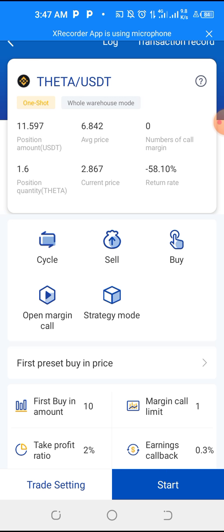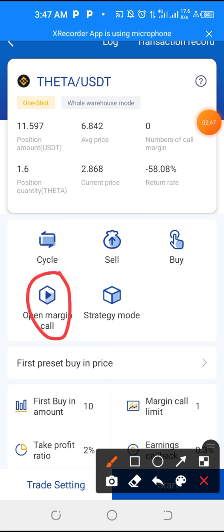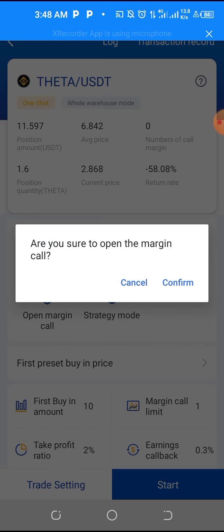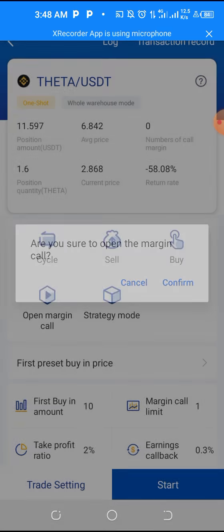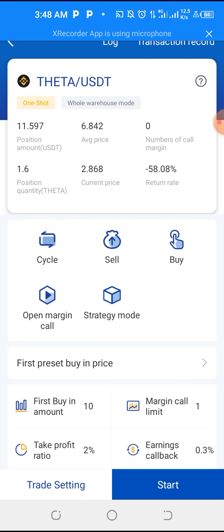So if you don't want the bot to buy for you again, if you're on cycle before like this, that you are telling the bot to be buying and selling, then change it back to one shot. Then here you will see that it's saying open margin calls. That means you want the bot to be buying and buying. So the moment you don't want it to buy again, you click on stop margin call. I don't want to open it so that it won't buy again.